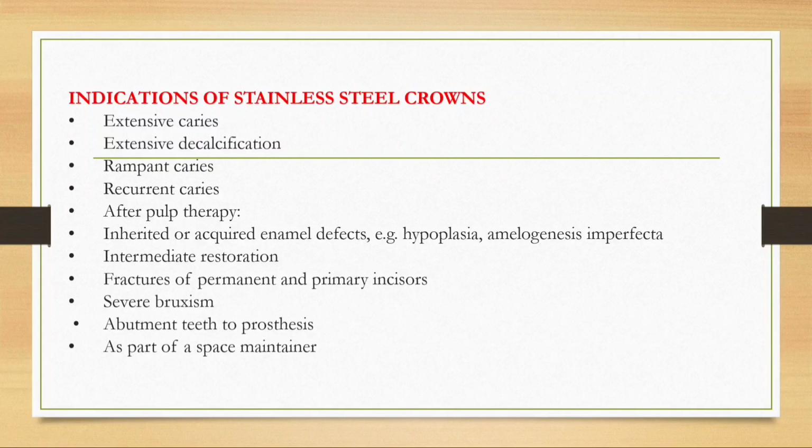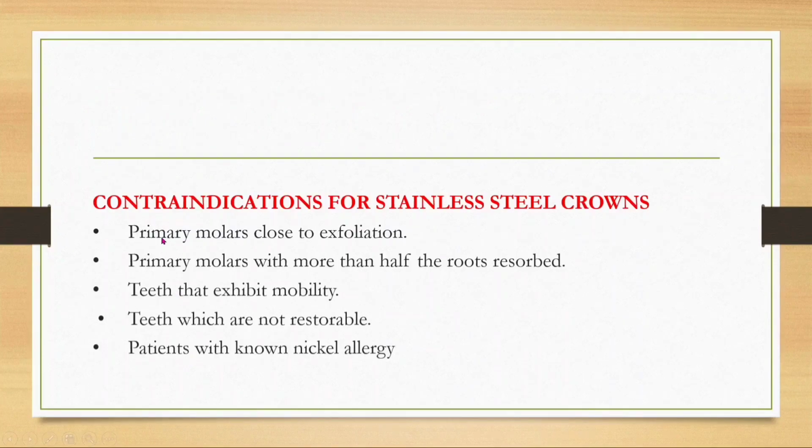The first one is extensive caries or extensive decalcification, recurrent rampant caries after pulp therapy in order to protect the tooth, or enamel defects such as amelogenesis imperfecta and hypoplasia. Also an intermediate restoration or a fracture of primary incisors, severe bruxism, and if we need to have a prosthesis on an abutment as a part of space maintenance.